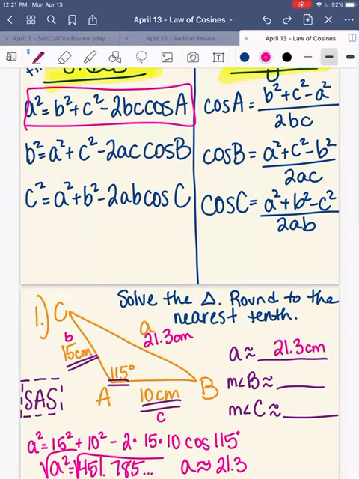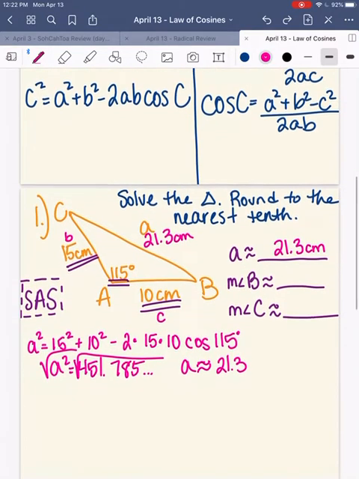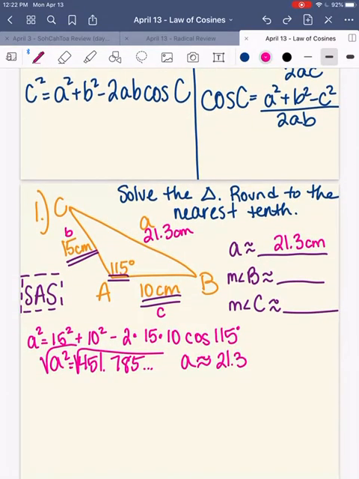Okay, so we just found the side. It was pretty straightforward. We literally just plugged into the formula and typed it into the calculator. I would say the biggest thing students sometimes forget is to take that square root, so don't forget that.